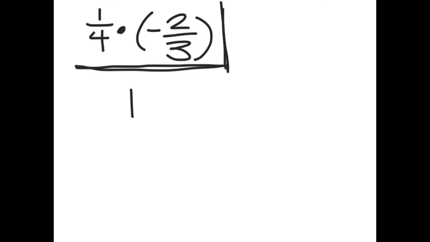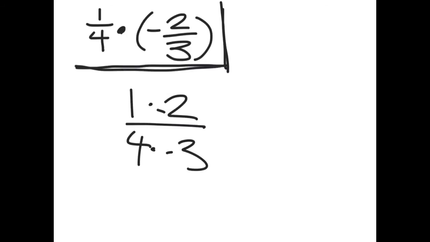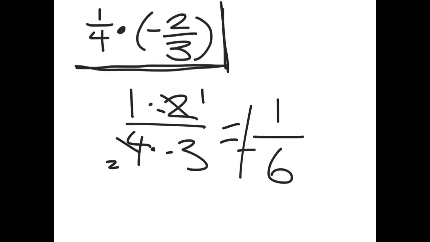First, you set up your problem and you put 1 multiplying -2, and then you put 4 multiplying -3. And then you see if you can cross out. And so you can cross out this one and divide it by 2, 2 equals 1, and then this equals 4 equals 2. So then you get 1, 6, and it's negative.